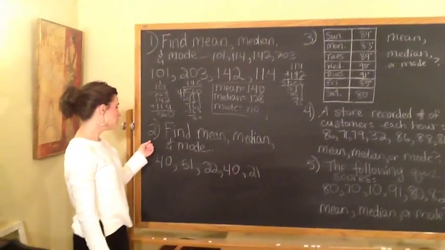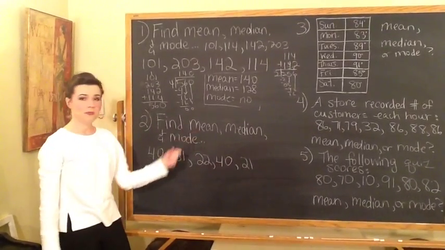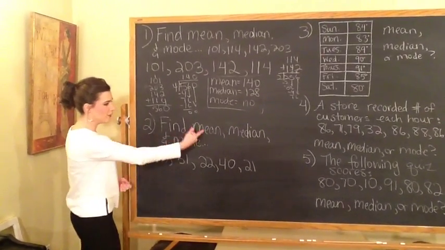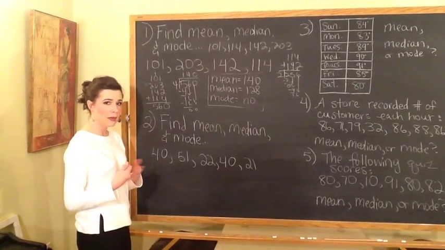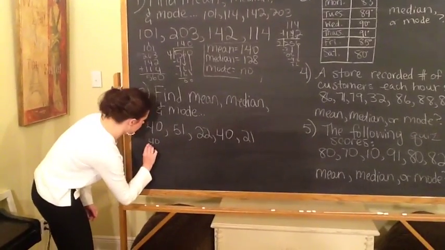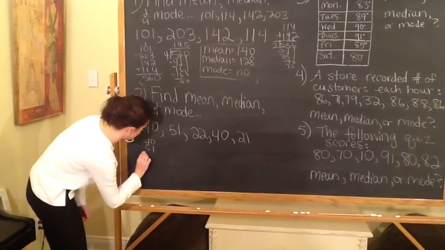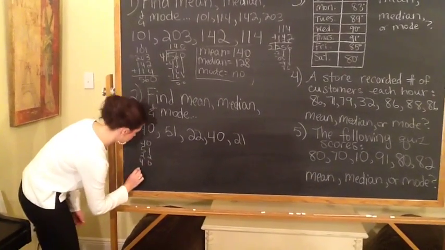All right, let's go ahead and look at number 2. Here's our set of data, and we're going to find the mean, median, and mode. So first we're going to start off with the mean. It's the average, so we're going to add them all up and then divide by how many numbers we have. So I'm going to go ahead and add 40 plus 51 plus 22 plus 40 plus 21.